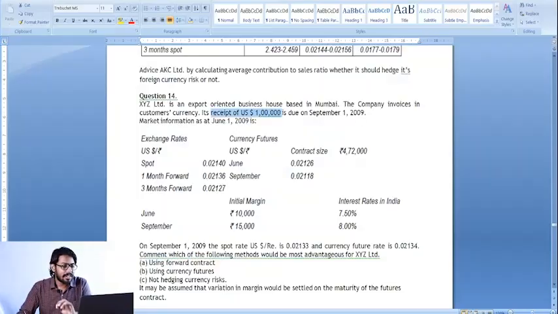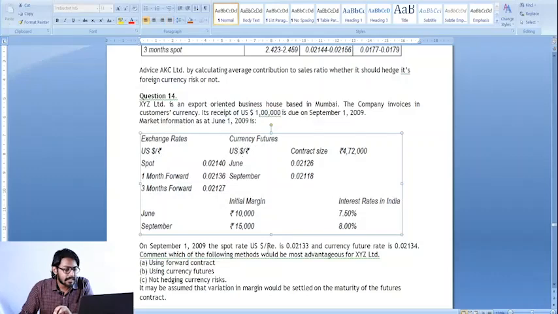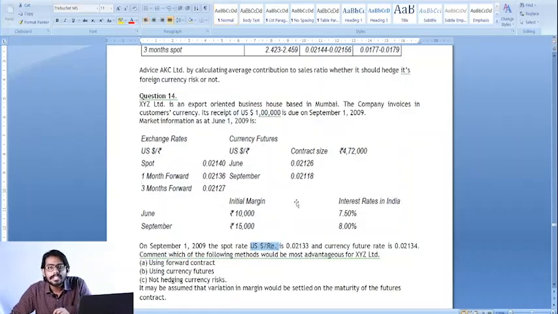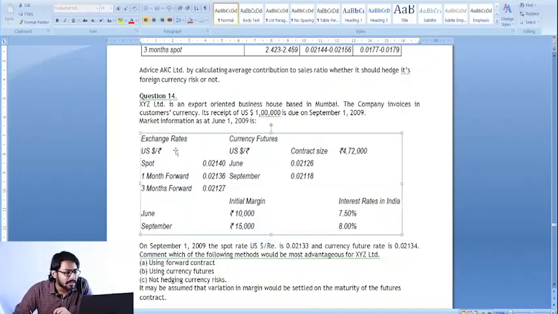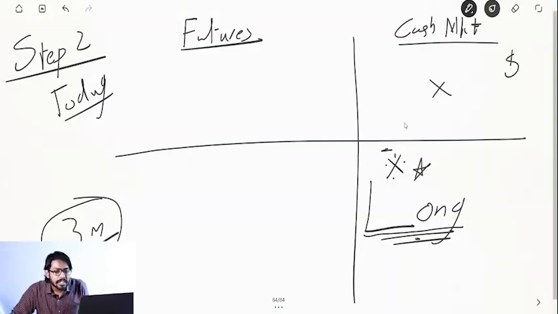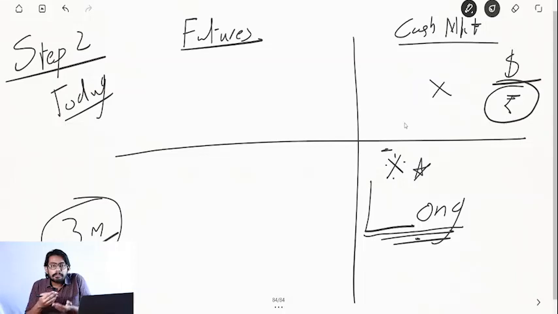Understand, in this question, what is the base currency? Look at the currency futures, look at the exchange rate. What is the base currency of futures? The quotation is given as dollar by rupee, so your base currency is rupee. So when you speak of buy and sell, the asset in question is rupee. You have to say buy and sell in terms of rupee. Understand? We are doing futures. To decide the strategy, we need to see what should happen over here and over here.